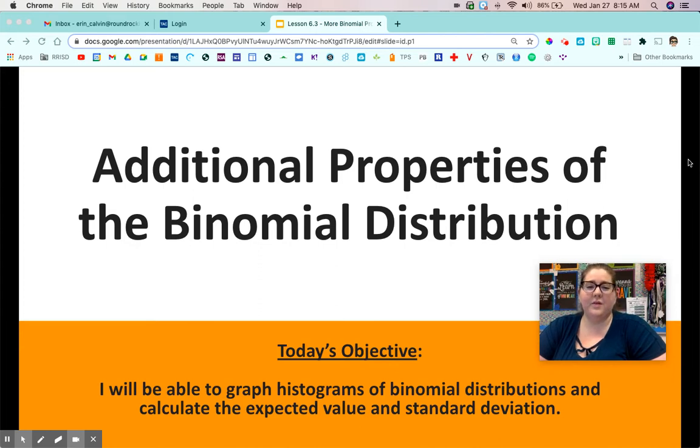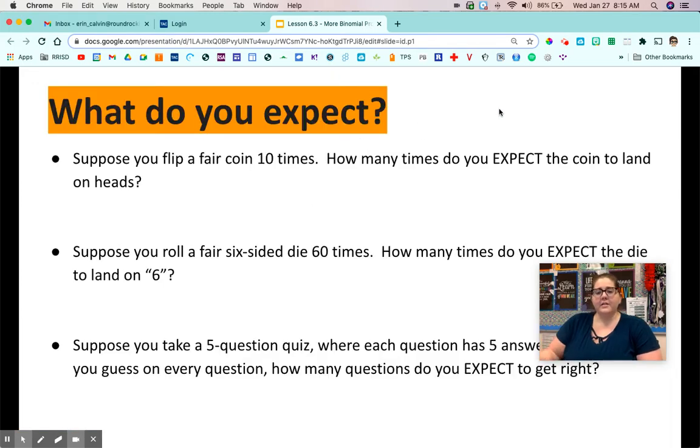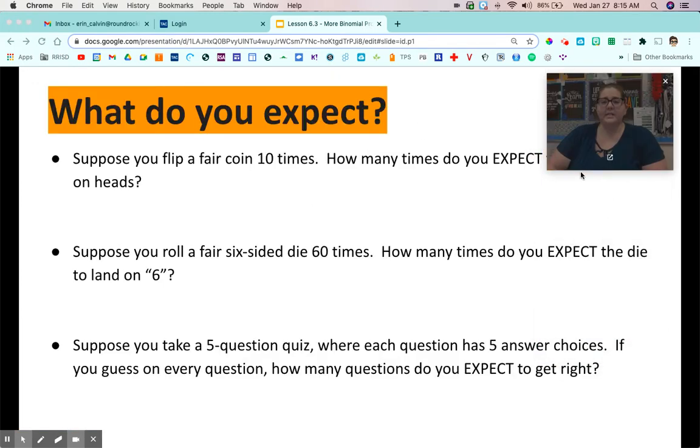This is Lesson 6.3, where we're going to look at additional properties of the binomial distribution. We'll talk about graphs a little bit, we'll talk about expected value, and we'll talk about standard deviation. So let's get started. Firstly, I want you to just think about, in these situations, what would you expect?